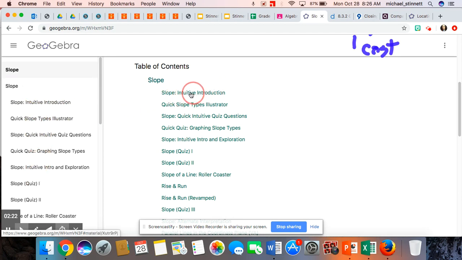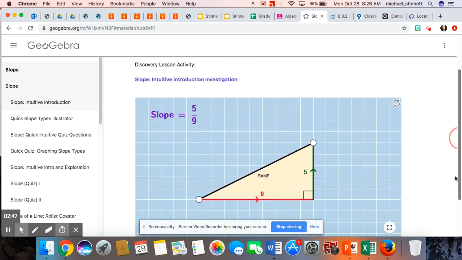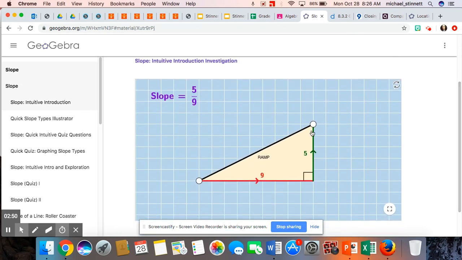I have on the slide on your Pear Deck which ones I want you to do. I want you to do the slope intuitive introduction, this next one, the second one, third one, fourth one. You won't need to do this exploration. You can not worry about that one. And then you'll do slope quiz 1 and slope quiz 2. Okay. These are pretty simple things. If you click in them, they go through and give you some understanding of how slope works, what it looks like.